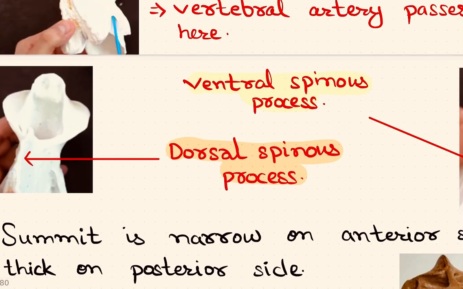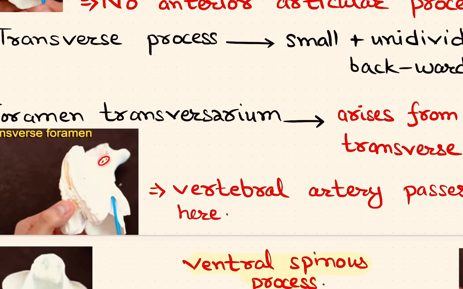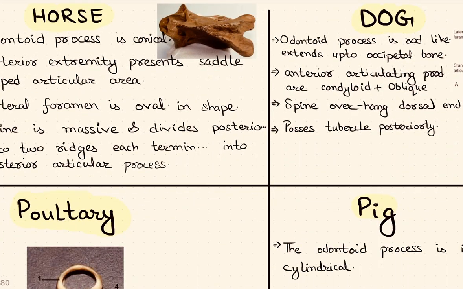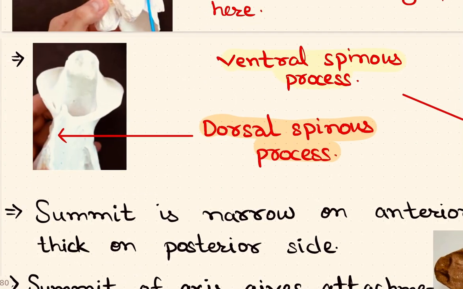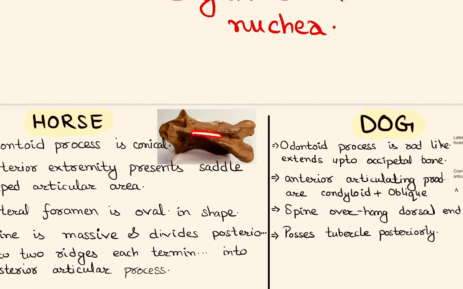Lateral foramen is oval. What was this lateral foramen? This was the lateral foramen or intervertebral foramen. In case of horse, this lateral foramen is oval in shape, more like an egg. The spine is massive and divides posteriorly into two ridges. You can see here the dorsal spinous process divides into two ridges, as you can see in the diagram, which terminate in the articular processes. Below them there would be some articular processes.